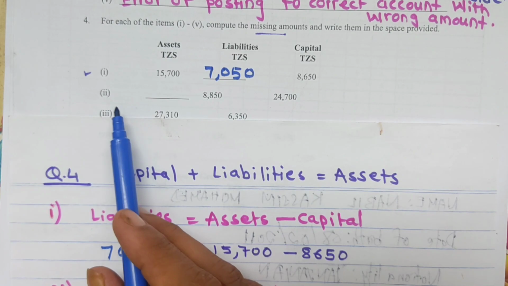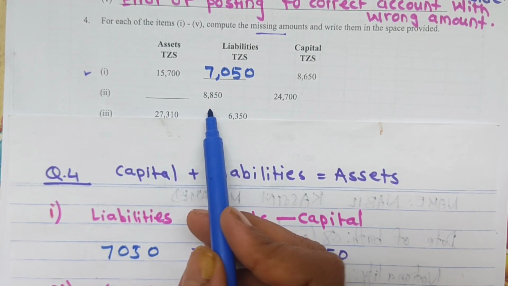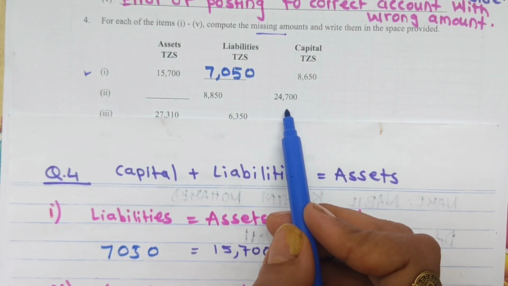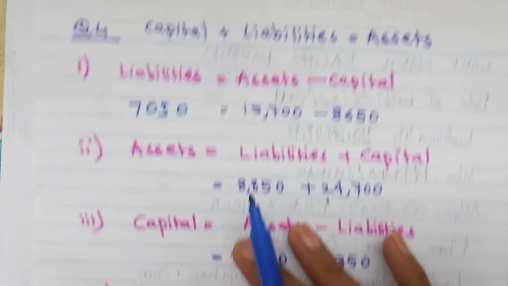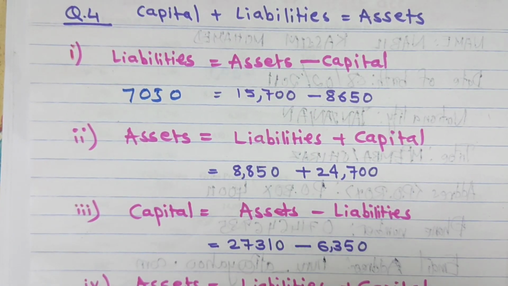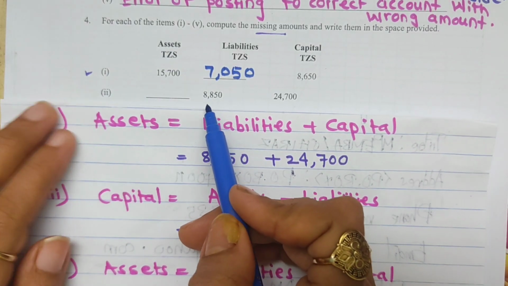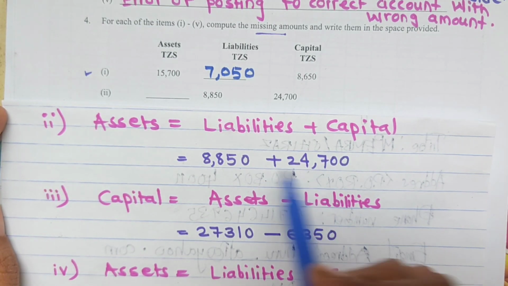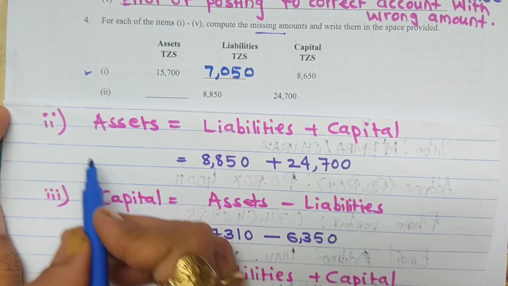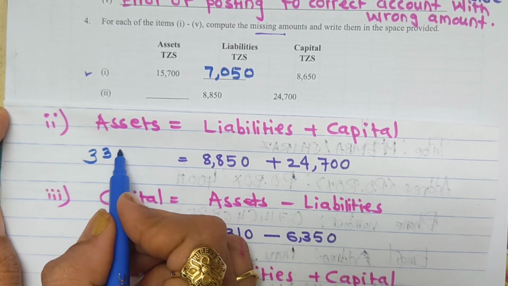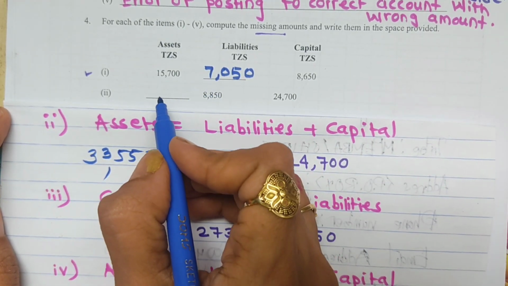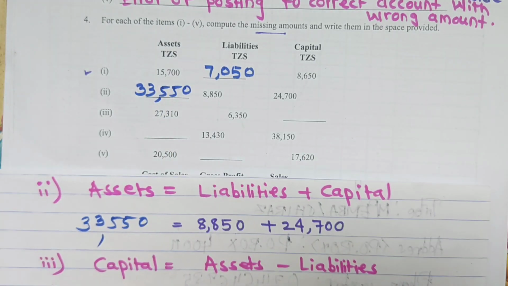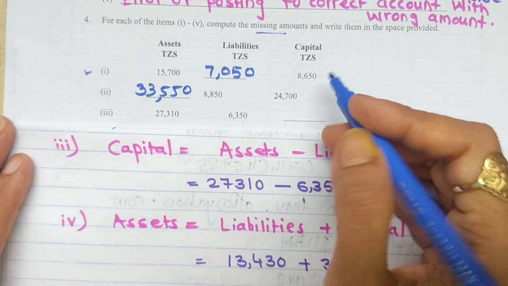Now the second one, here you can see liability is given 8,850. I have written this, and capital is given 24,700, and you have to find the asset. So asset is equal to liability plus capital. What is the liability? 8,850 plus capital 24,700. When we add both, what will we get? Asset 33,550. So this we write in the space provided, 33,550. Now the third one, in the third item, the missing item is capital.